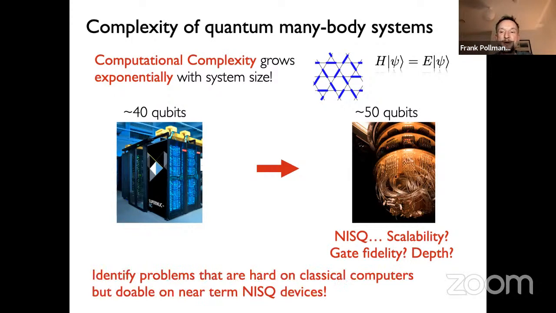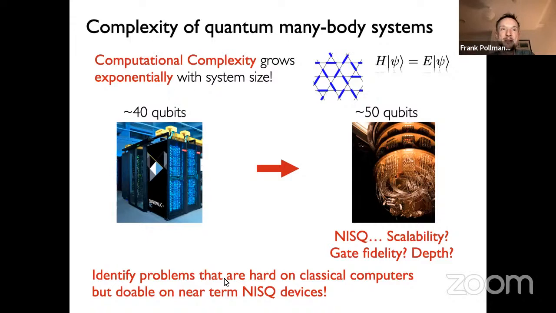But at this moment, we find it actually interesting to identify problems that are expected to be hard on classical computers, but doable on near-term NISQ devices. And NISQ stands for near-term noisy intermediate-scale quantum devices. Right? So when I'm referring to NISQ, what I mean is that these are quantum computers that do not have error correction and that have noisy qubits.